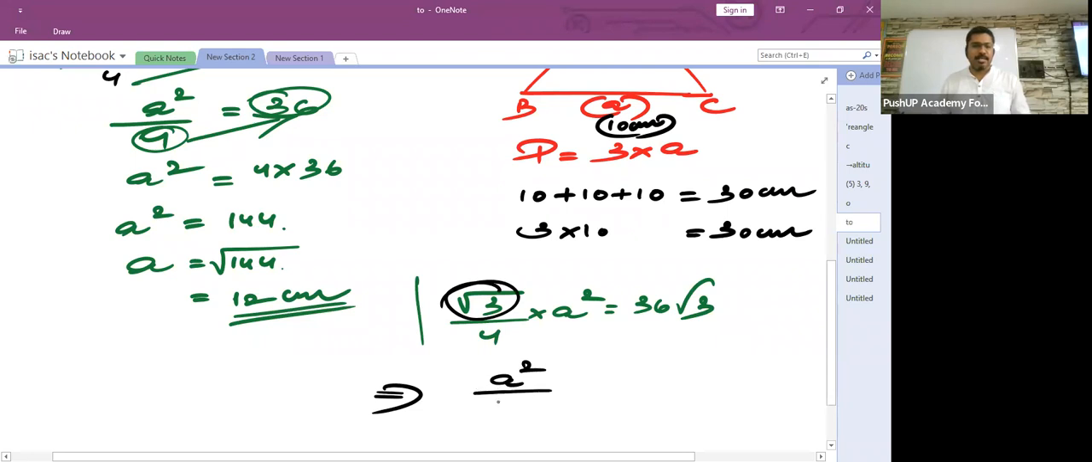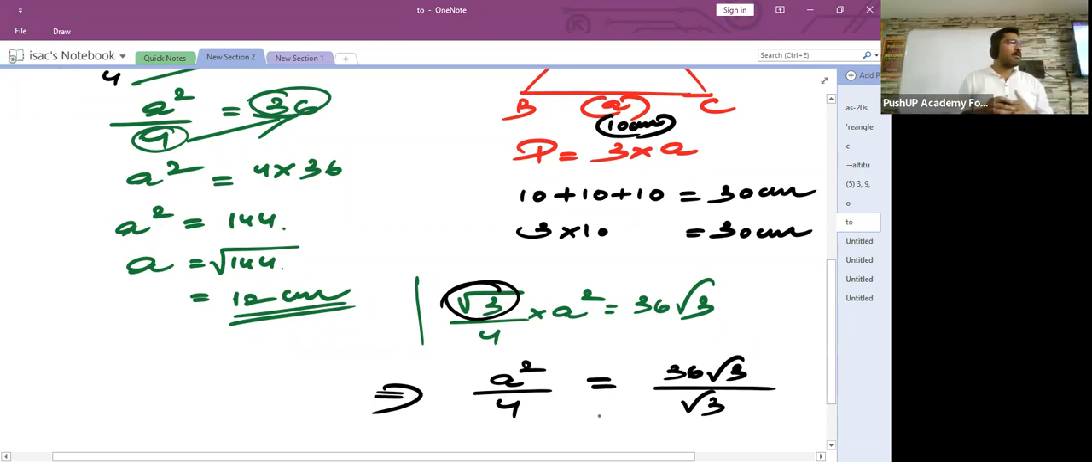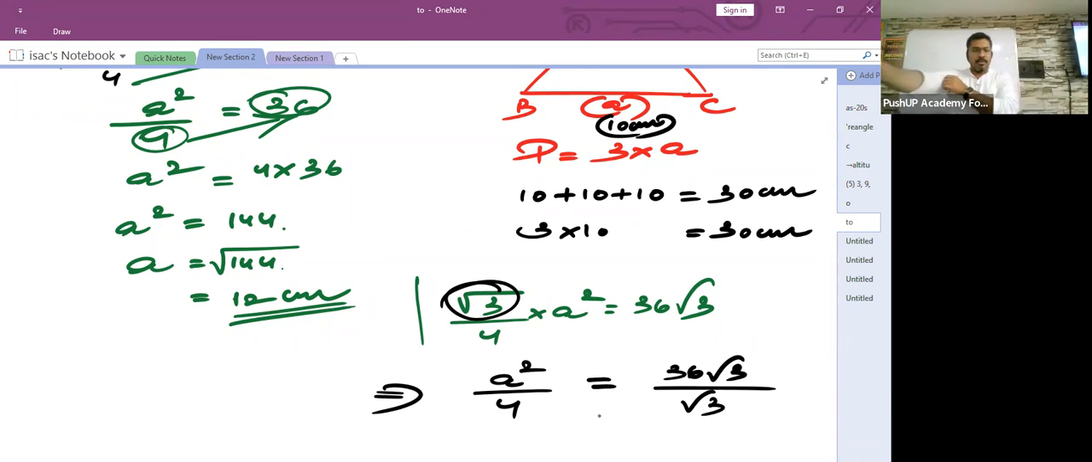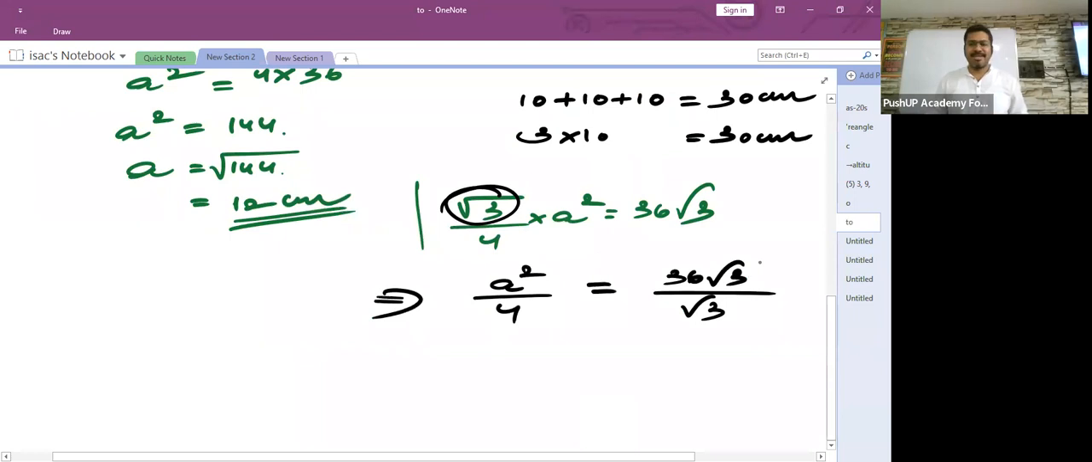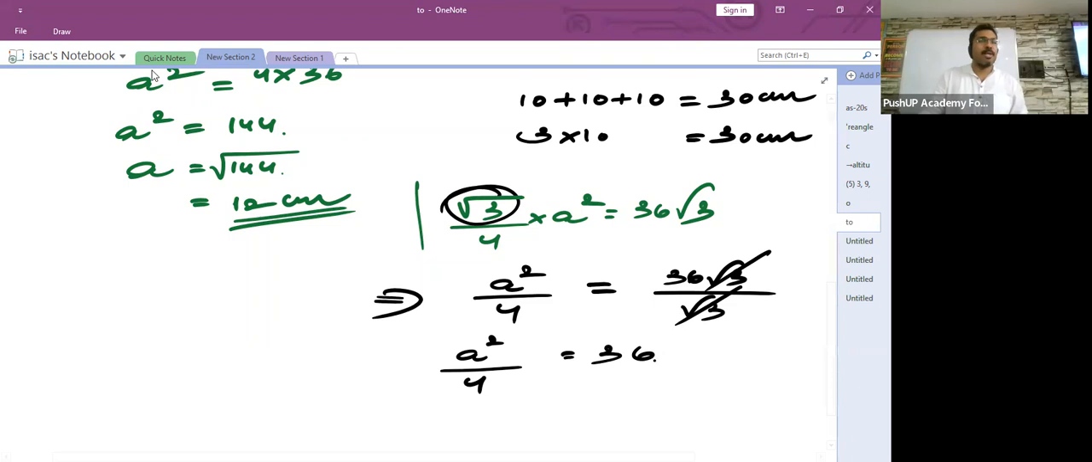So on the left side, what is left now? A square by 4, isn't it? Which is equal to 36 root 3 divided by root 3. Why? Because I just brought root 3 from the left side to the right side. For that side, it will go to the numerator, no? Not to the denominator. Right? Now see what happens. Root 3 and root 3 get cancelled, and that's how we are getting A square upon 4, which is equal to 36. Now what will happen next? This 4 will get cross multiplied to the right hand side.